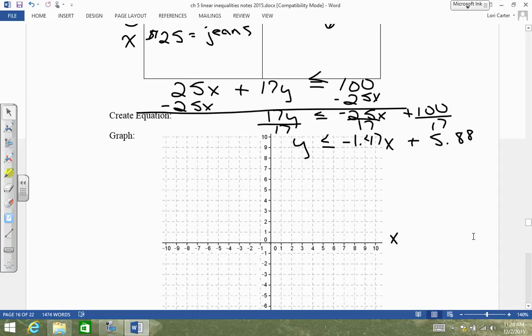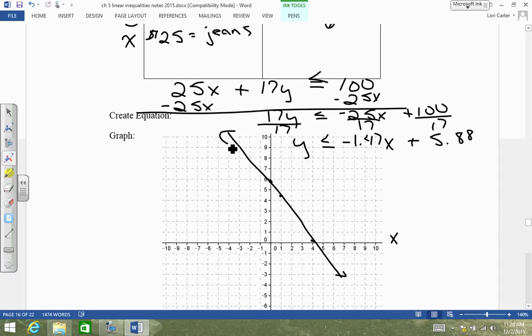So how do I graph that? I go up 5.8, or almost 5.9. Then I go down 1.47 over 1. I know it's going to go through the 4. Solid or dash? Solid, because it's an equal to.